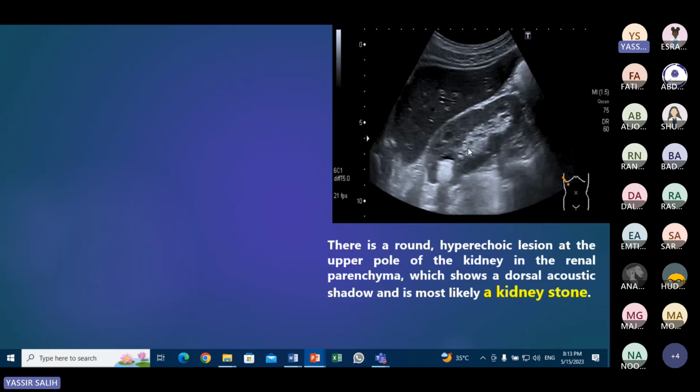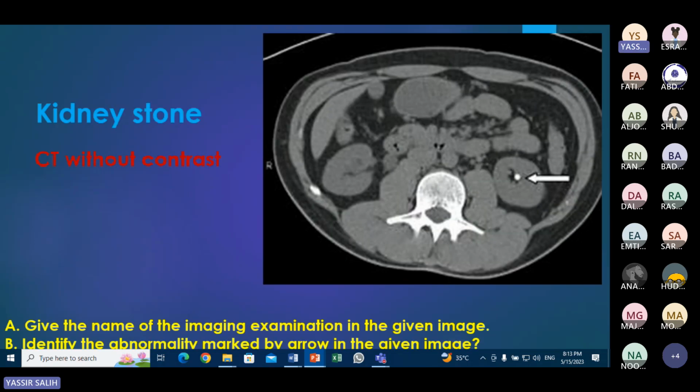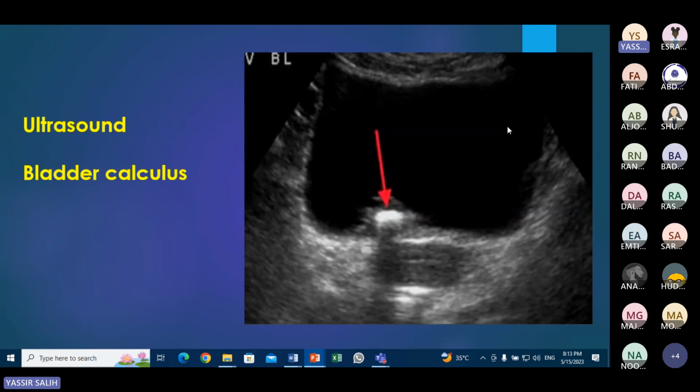There is no hydronephrosis here, no dilatation of the renal pelvis, but we have a stone in the upper pole of the kidney. Also this CT demonstrates the stone. A stone in CT is always hyperdense, or of high attenuation. This is the left renal stone. This is CT without contrast. CT KUB or CT without contrast demonstrates stone.